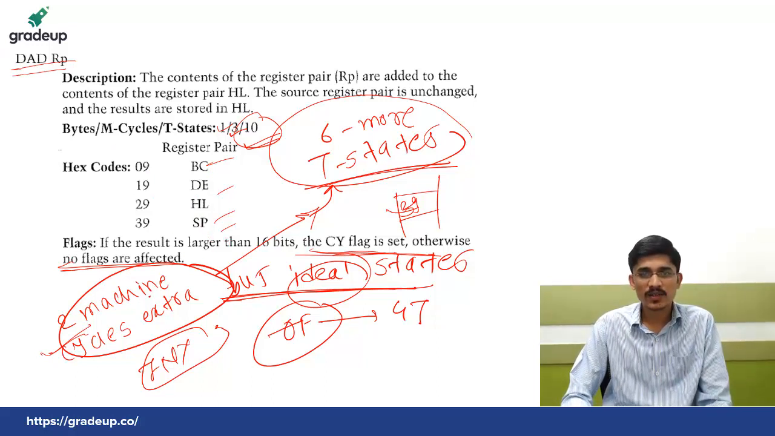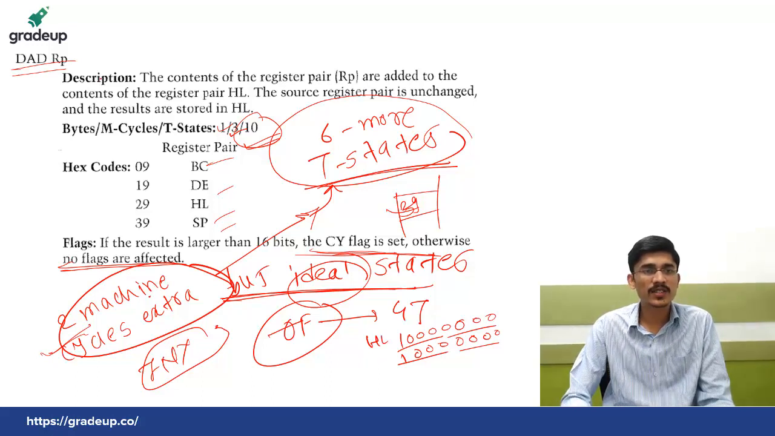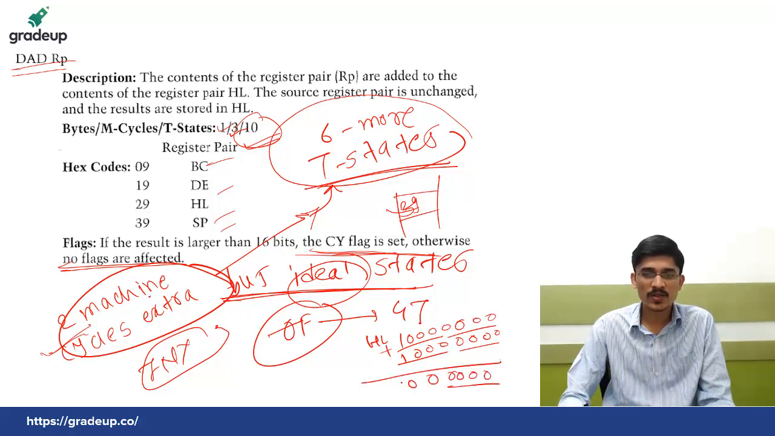But here, suppose the contents of the HL register are 10 10 10 and again 10, so this is the contents of HL. After executing this DAD instruction, what will happen? This thing will be added to this thing. So 0 0 0 0 and 0 0 0 0, and a carry is generated. Then only the carry flag is set. Otherwise, no flags are affected in this instruction.